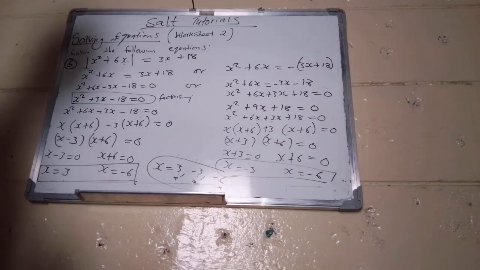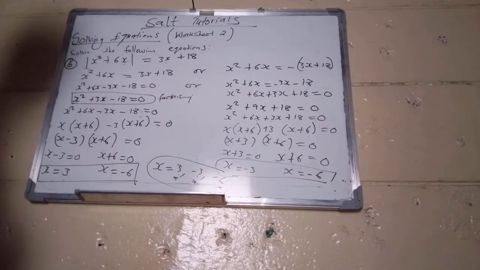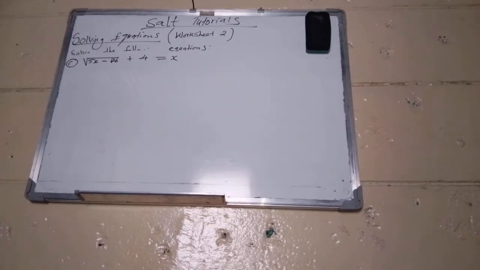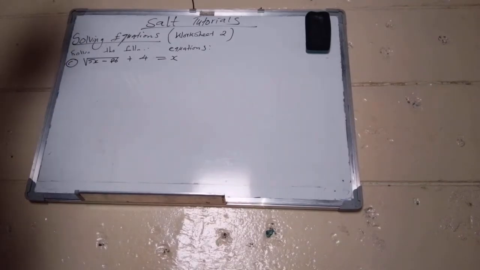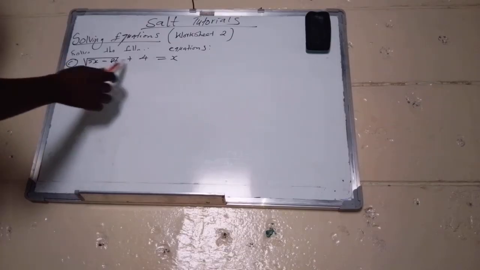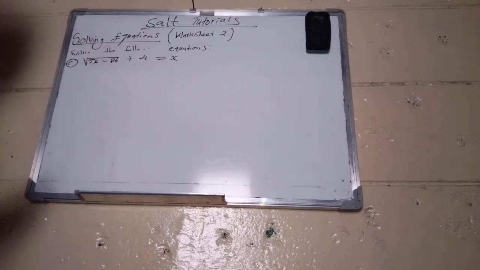I'm sure you can relate even from the previous videos we've made under absolute values. So we have another one there where we're being told that the square root of 5x minus 26, plus 4, is equal to x. Find the value of x. How do I find the value of x? Number one, what kind of an equation is this? A radical equation. So how do we solve radical equations?